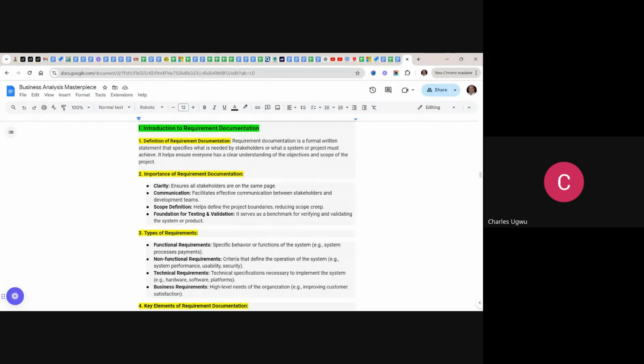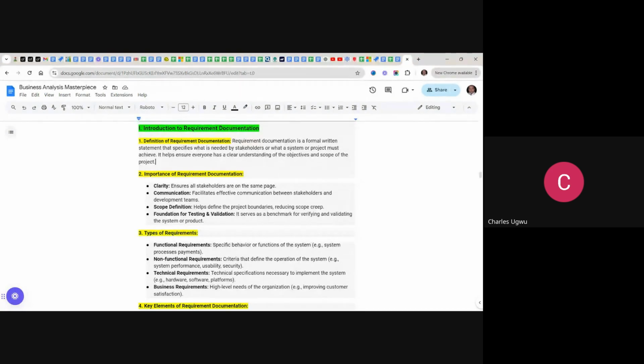Scope definition. Through this requirement documentation, you define the boundaries within the project, trying to understand what needs to be done and what does not need to be done, reducing scope creep. It is also a foundation for testing and validation. It serves as a benchmark for verifying and validating the system or the product. So these are the basic reasons why we must have clear requirement documentation, and like I said, clarity.